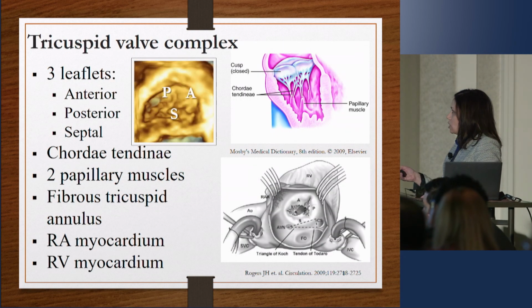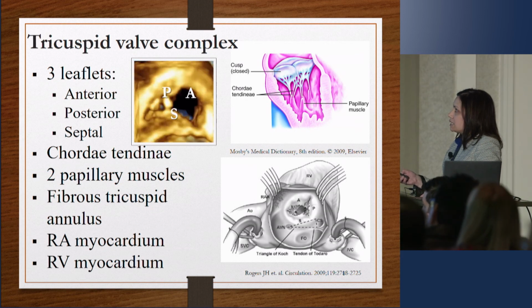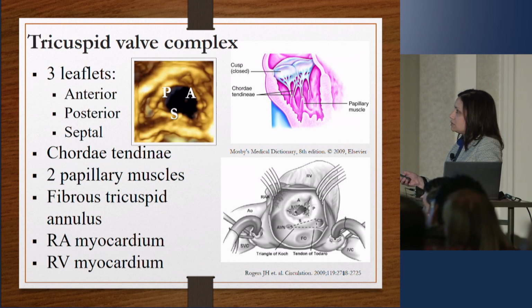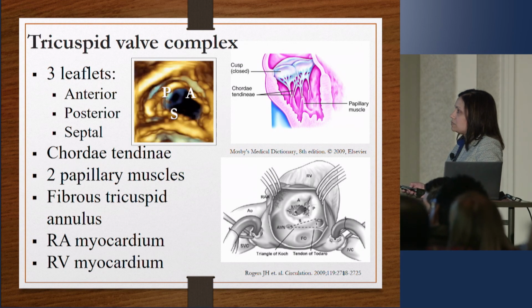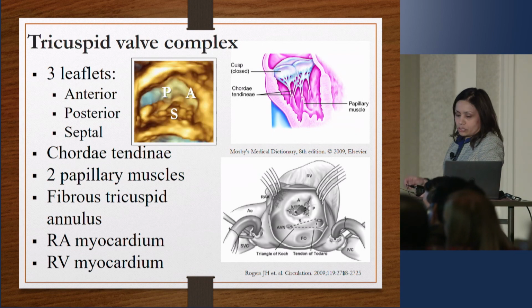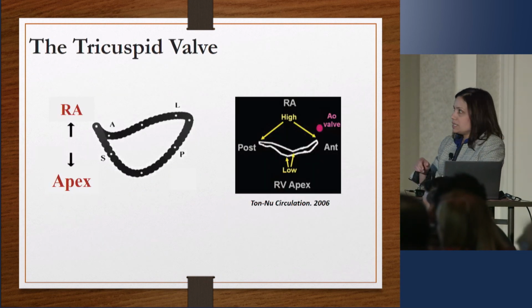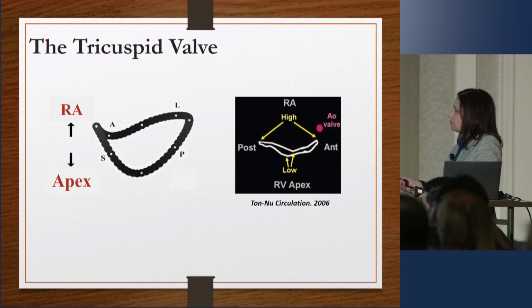So the tricuspid valve complex has 3 leaflets: the anterior, the posterior, and the septal. It is also made up of the chordae, the 2 papillary muscles, the fibrous tricuspid annulus, the right atrial myocardium, and the right ventricular myocardium. As was mentioned earlier, the tricuspid valve, like the mitral, is also saddle-shaped.